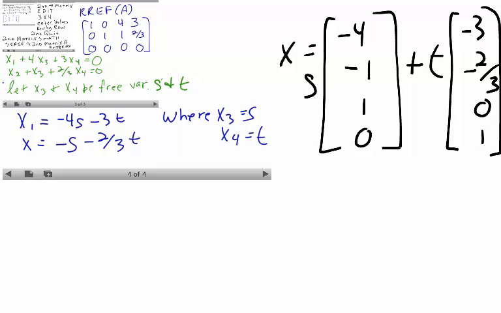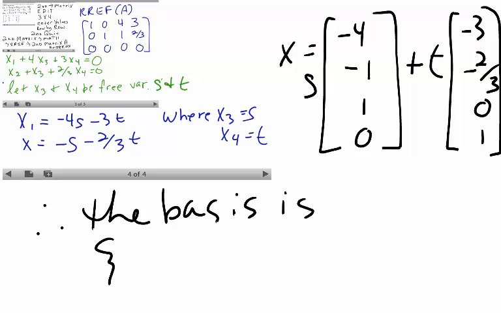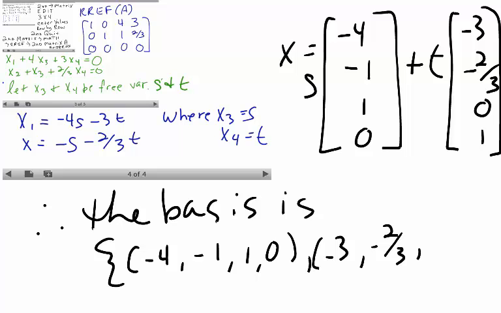And we can conclude that our basis is negative 4, negative 1, 1, 0, negative 3, negative 2/3, 0, and 1. To find the dimension of our solution space, we consider the following definition. Given that A is an m by n matrix of rank r, the dimension of the solution space Ax equals 0 is n minus r.